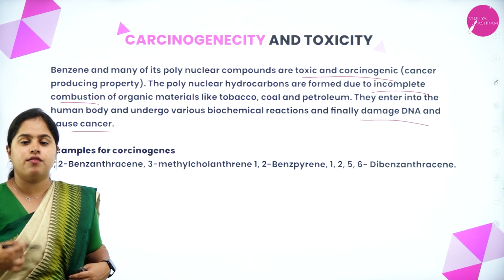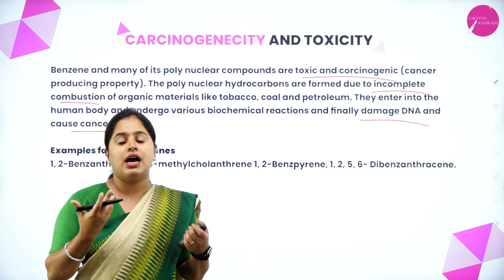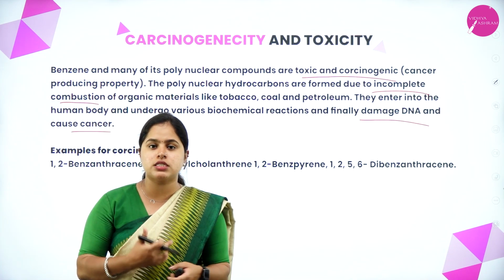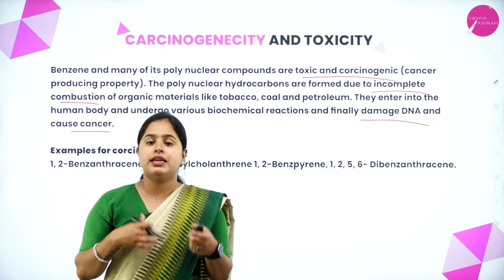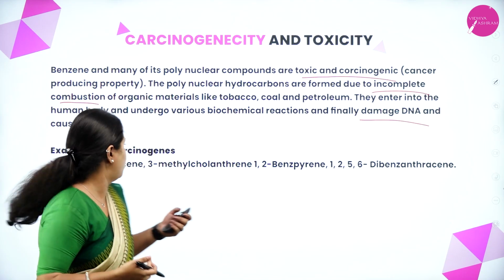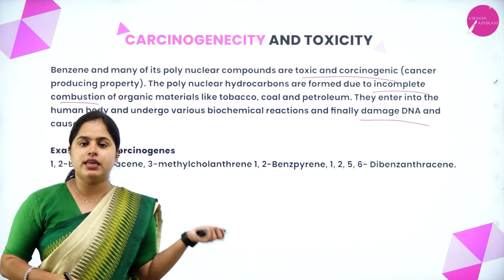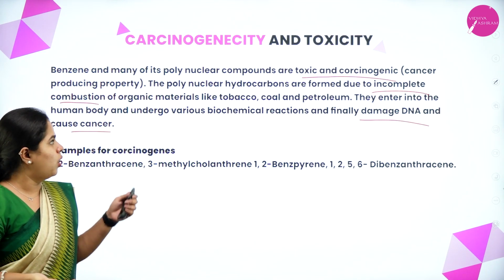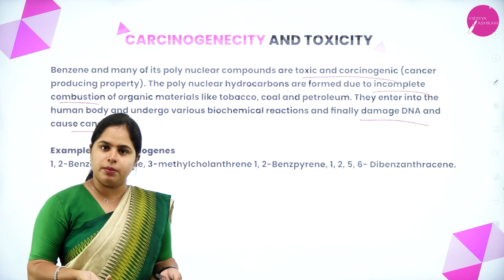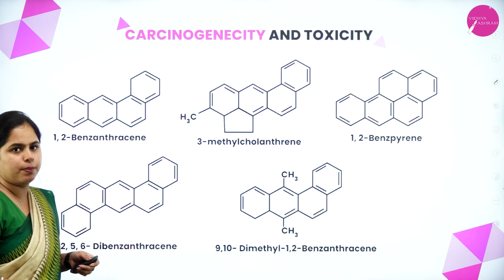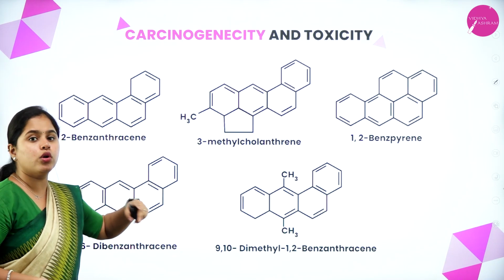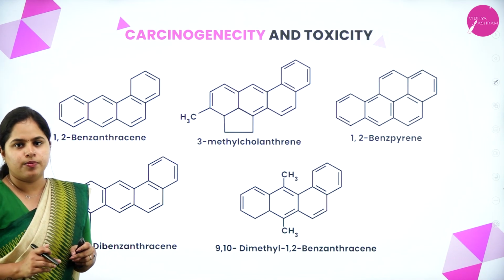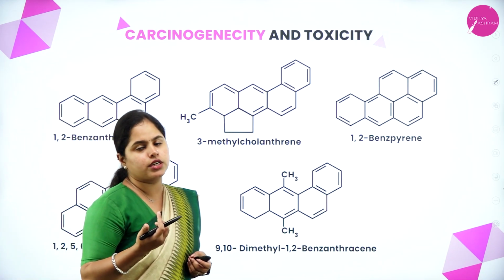So why is this happening? Why are these substances behaving as carcinogenic substances? It is because they are formed by incomplete combustion, and they enter into our body and damage the DNA and cause cancer. Okay. So all these examples that you can see here are examples of carcinogenic substances. They are polynuclear compounds, that is, containing more than one benzene ring. So all these you can see are examples. See, all of these contain more than one benzene ring, and when they undergo incomplete combustion, they cause cancer. They are carcinogenic or they are highly toxic to humans.